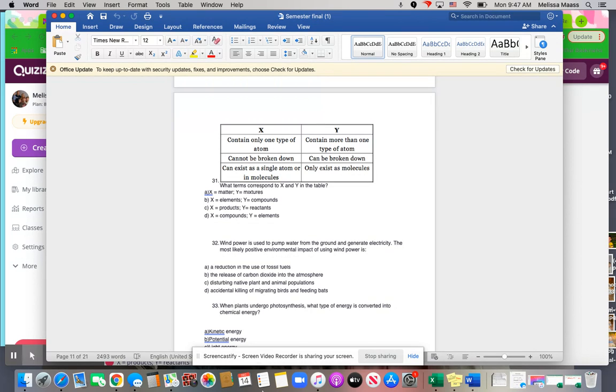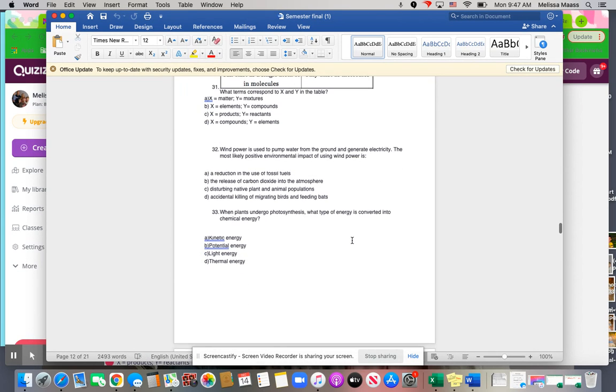So if you look at X and Y, if you can break it down, that's probably going to be a compound for Y. My bad. Compound Y. And then X will be an element. Alrighty? So X is element, Y is compound. So it's going to be choice B right there.